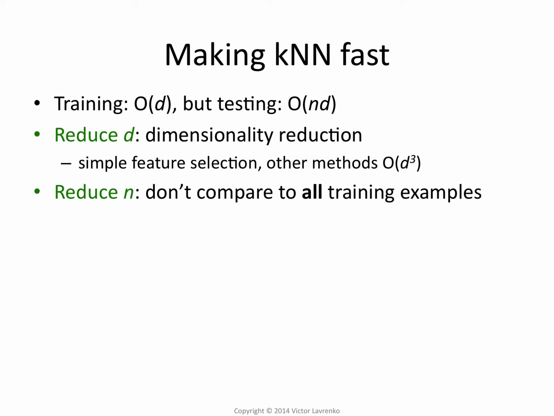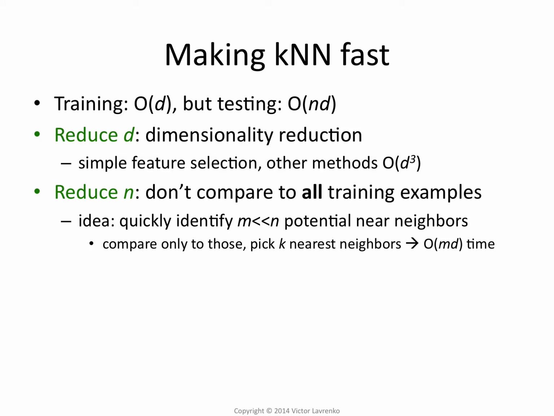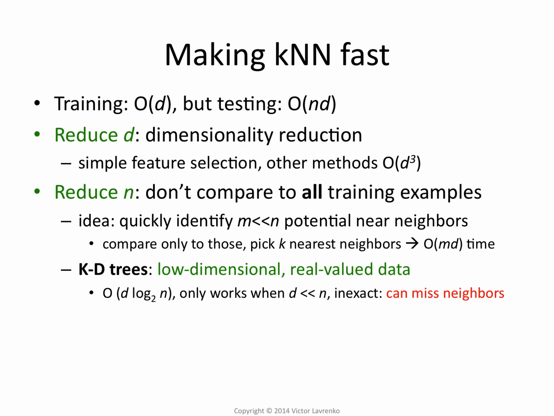And the way this works is you try to quickly and roughly guess a number of potential nearest neighbors, m. So you hope m is bigger than k, but it should be a lot smaller than n. So you do a rough first pass at getting the potential nearest neighbors, and then you just compare the testing point to those m potential nearest neighbors. And the question is really, how do you find those potential nearest neighbors? So we'll briefly talk about three different ways of doing that.